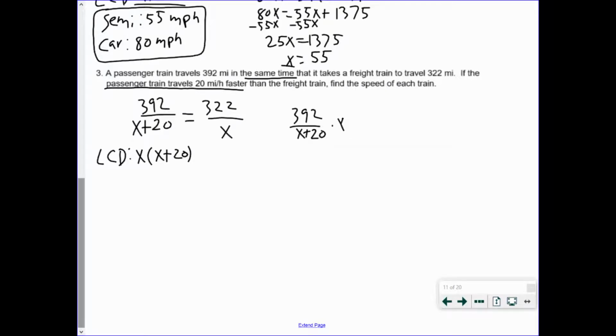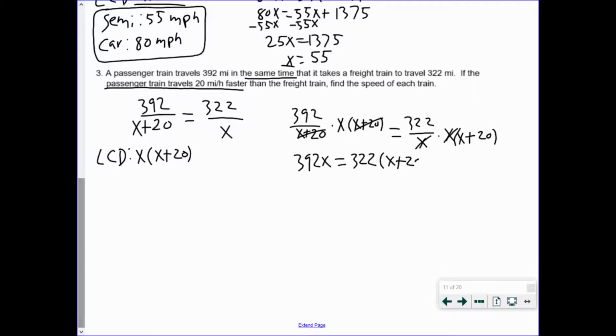Multiplied by x times x plus 20. All of that's going to equal 322 over x times x plus 20. Now we're going to get rid of our denominator. The x plus 20's cancel out. We're left with 392x. Then the x's cancel out. We're left with 322 times x plus 20.